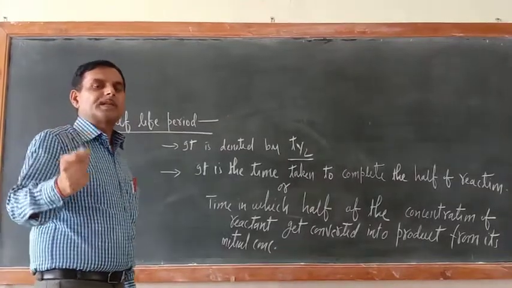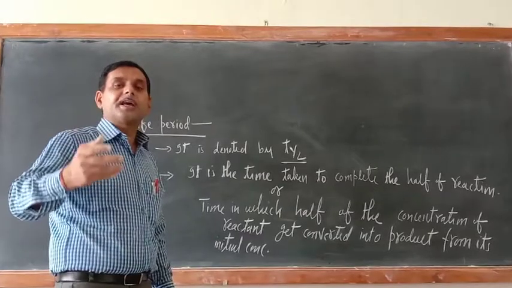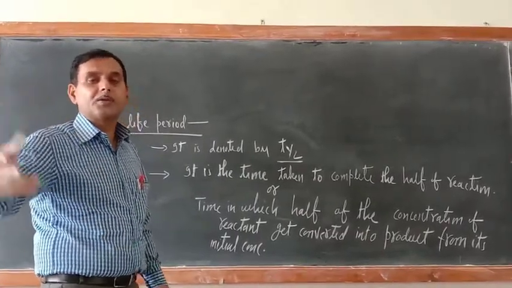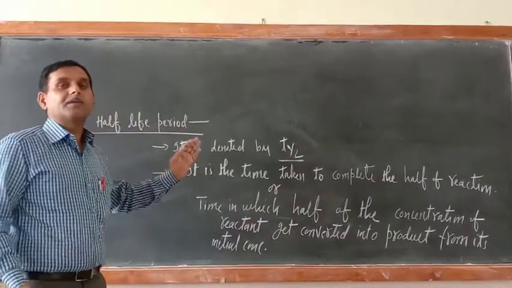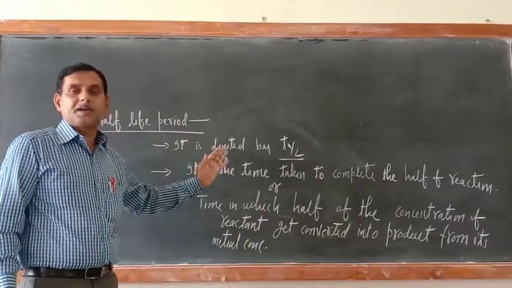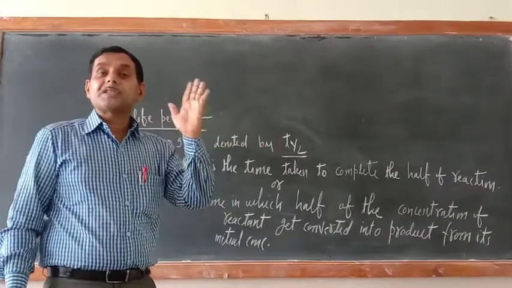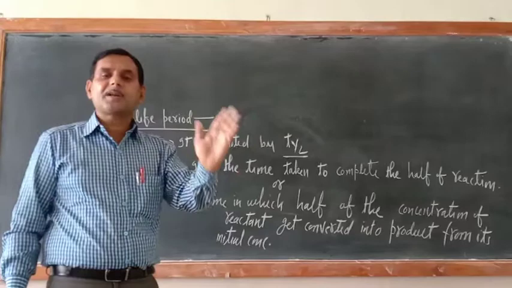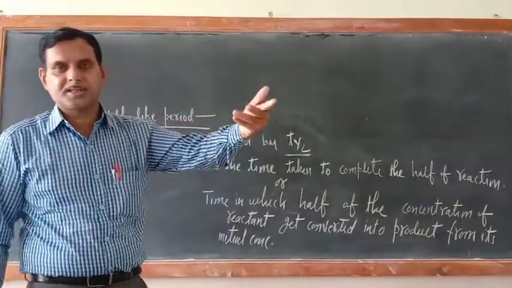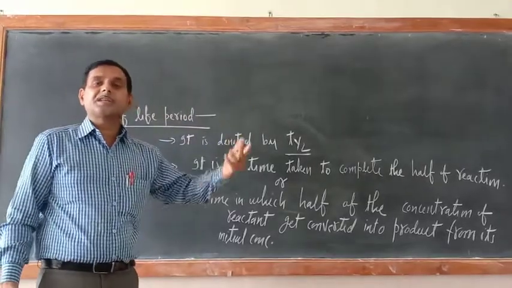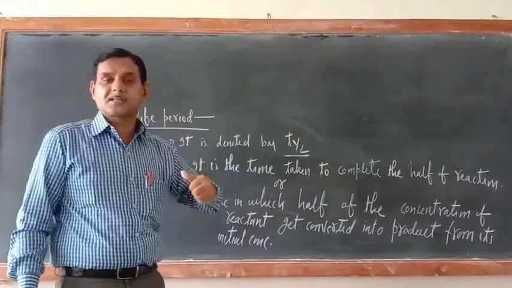Suppose in 30 minutes, a certain concentration of reactant gets converted into product. That time is known as the half-life period. Half-life period is nothing but the time in which half of the concentration of reactant gets converted into product from its initial concentration. What is the initial concentration? The initial concentration is 50 mole liter inverse.